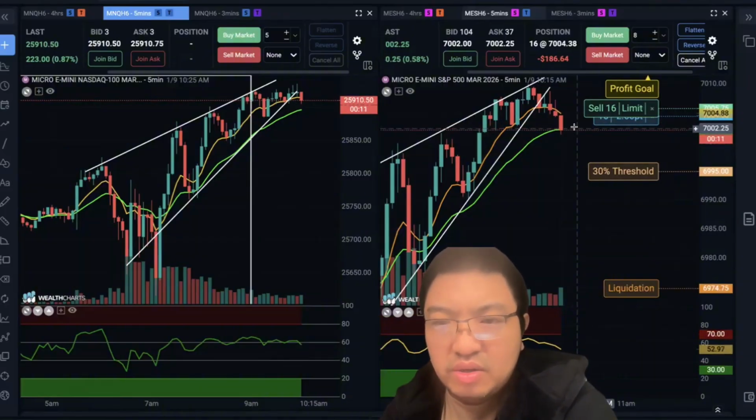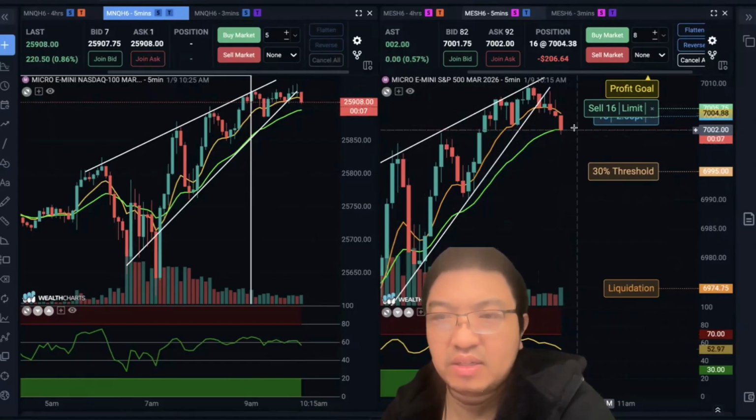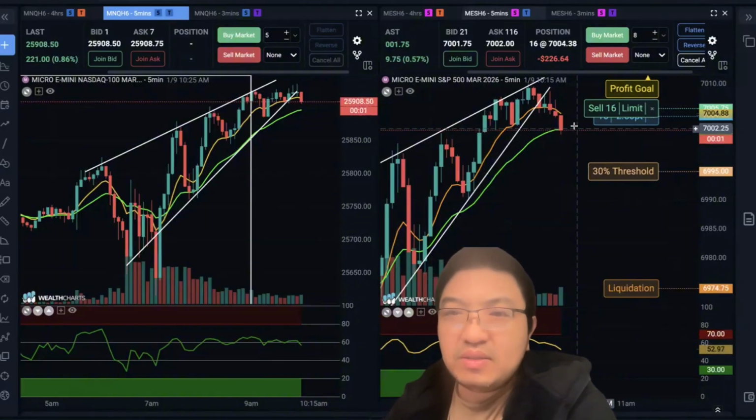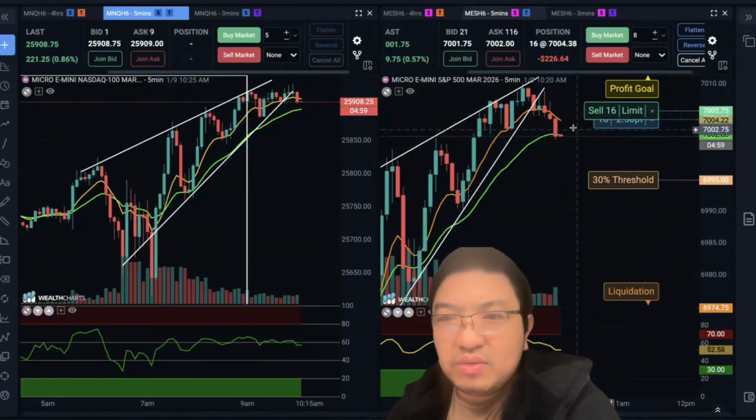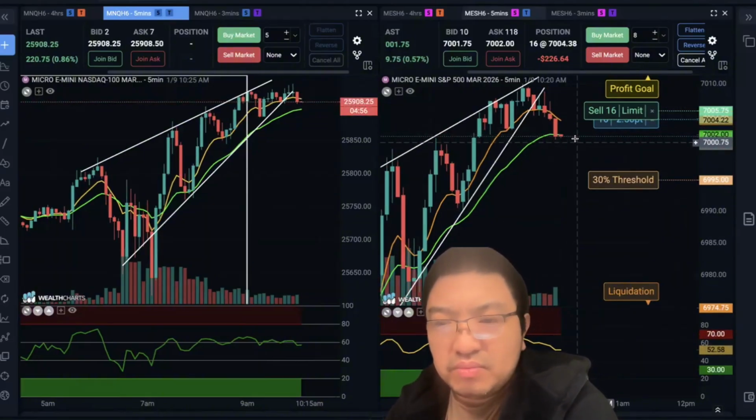Now the ES has already shown a downside. This is a break of the one more mini. Oh, one more candle. See here. It closed underneath the EMA 21. That's not good.